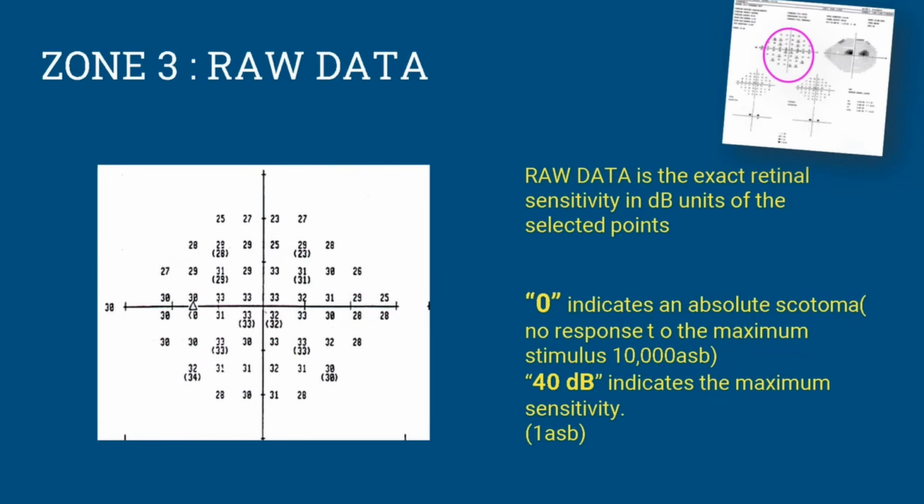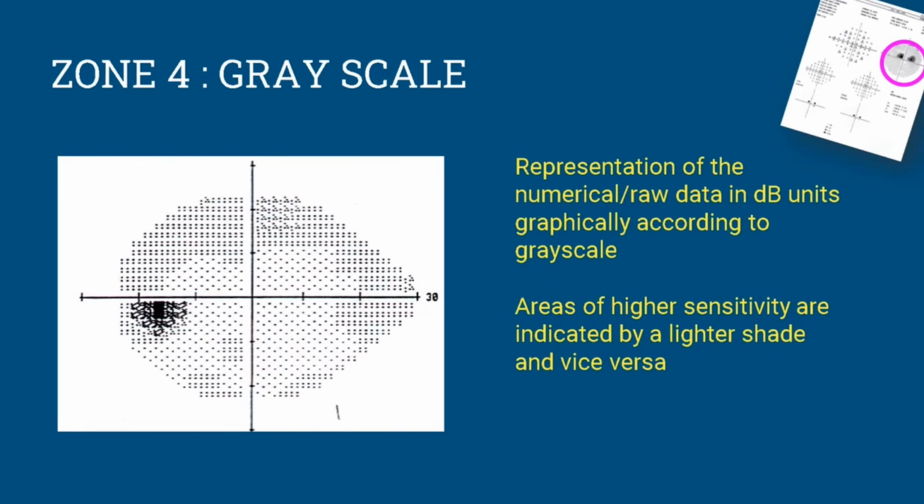Now let us talk about zone 3. The raw data is the exact retinal sensitivity in decibel units of the selected points. 0 indicates an absolute scotoma and 40 decibel indicates the maximum retinal sensitivity. This raw data, when plotted graphically, forms the zone 4 grayscale. The areas of high retinal sensitivity are indicated by a lighter shade and areas of low sensitivity by a darker shade.